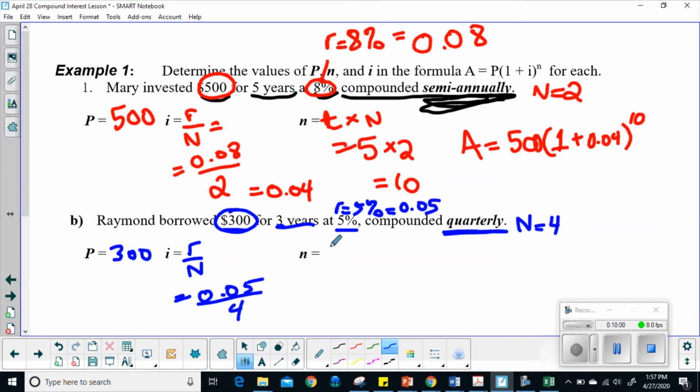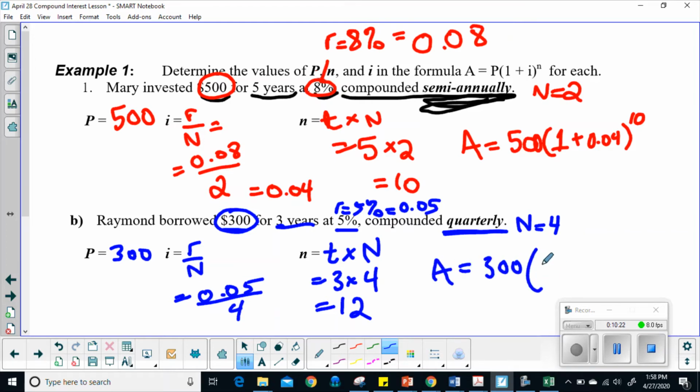My little n is my number of years times my number of compounds per year. So I'm doing 3 years quarterly. So that means I'm going to be compounding interest 12 times because I'm doing it 4 times for every 3 years. So in this case, my equation is going to look like A equals 300 bracket 1 plus 0.05 divided by 4, or you could calculate that, that's fine, all to the exponent 12.